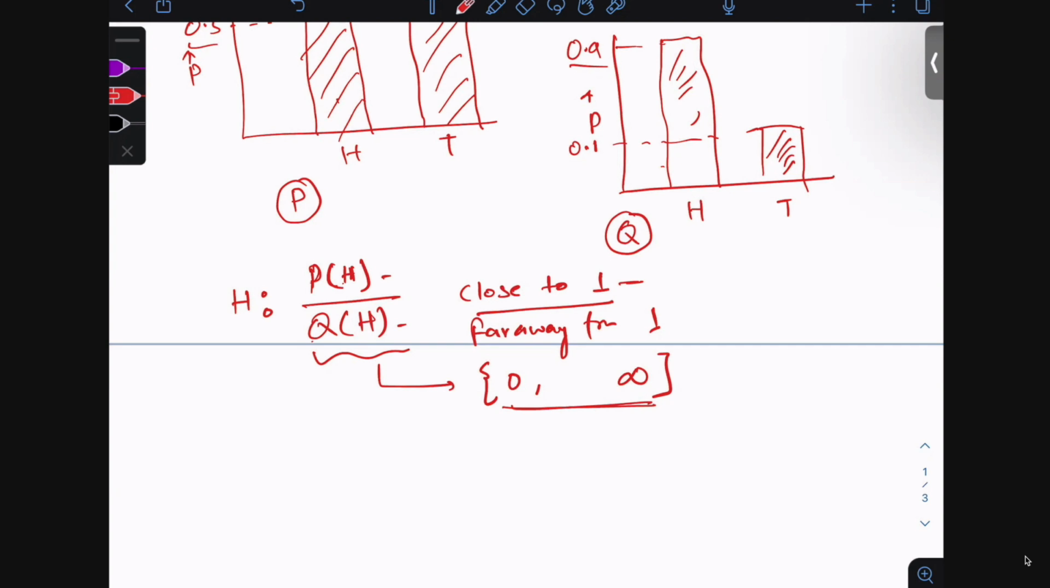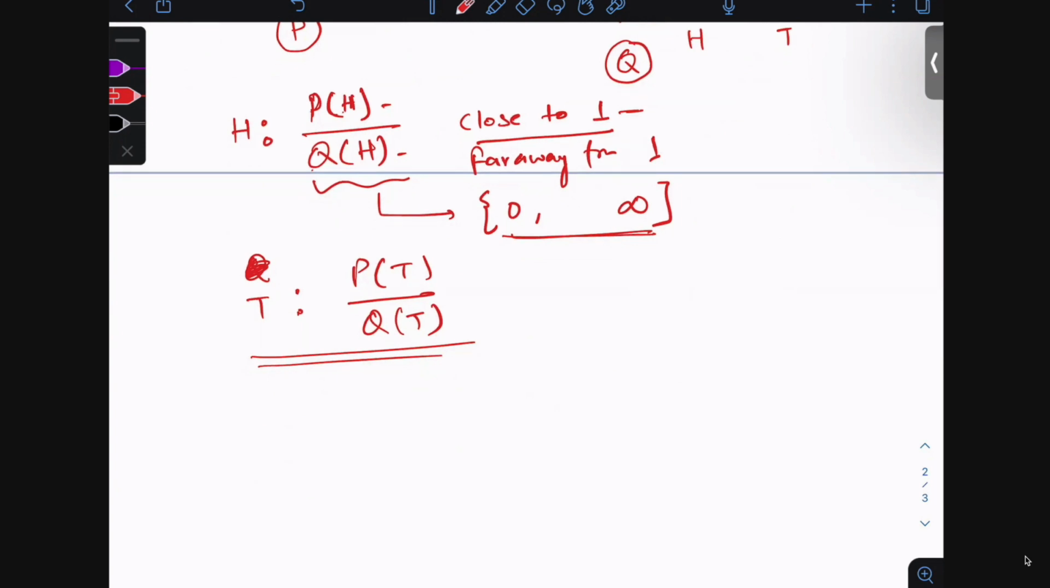Similarly for our tail scenario, what will it be? We can write P tail by Q tail, correct? The probability of getting tail for the P distribution and the probability of getting tail for the Q distribution, and when we divide, this is one way of measuring it. But the question is measuring both head and tail for both distributions, not an individual class.